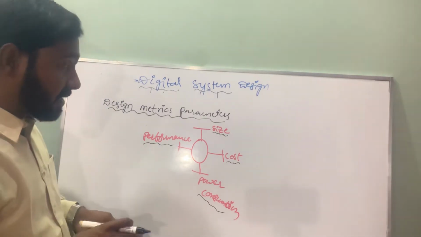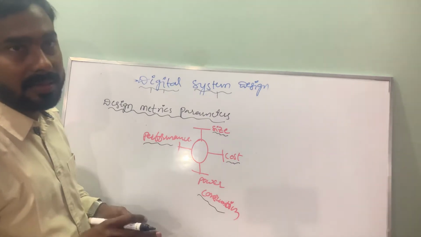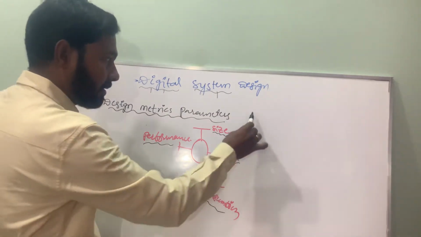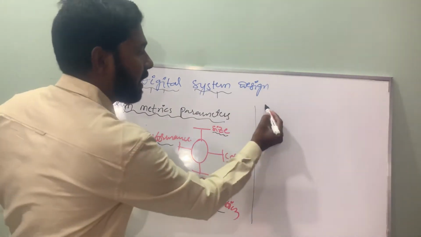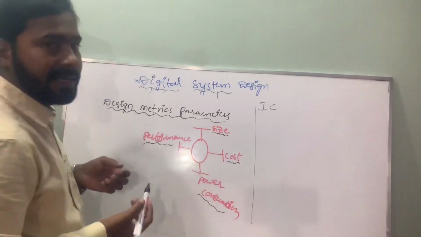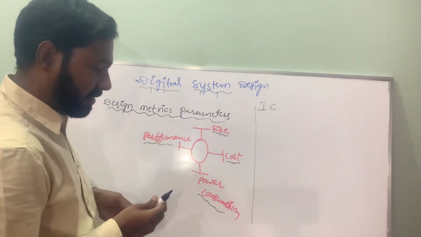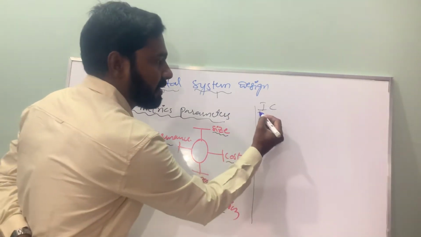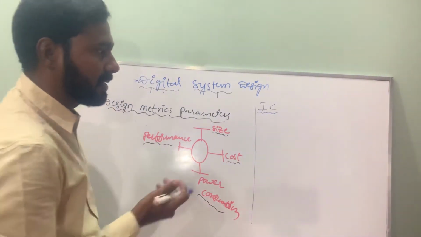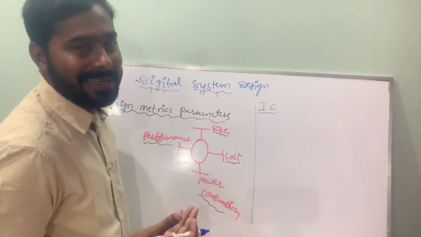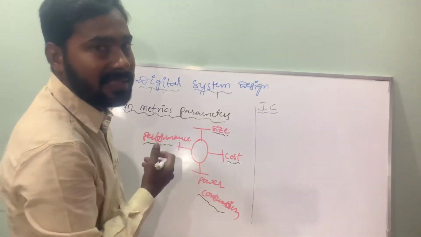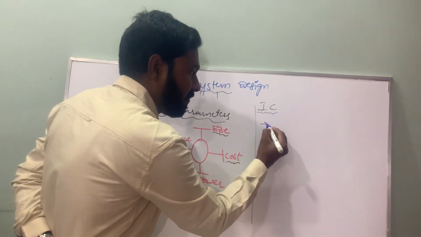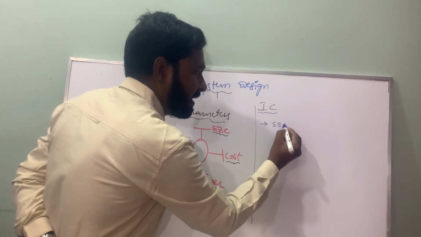Now we'll see what the digital circuit is. Initially, the device we already know is the IC, the integrated circuit. That is a digital IC. What are the different types of technologies that fabricate ICs? The first technology is SSI technology.